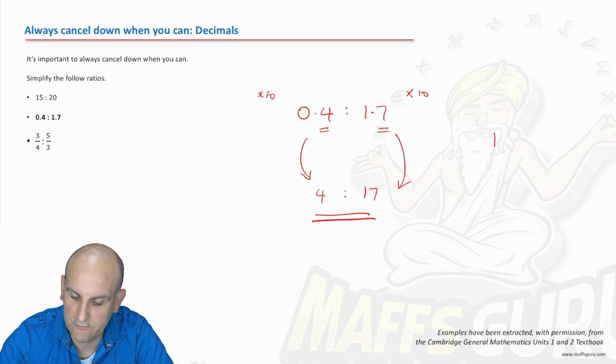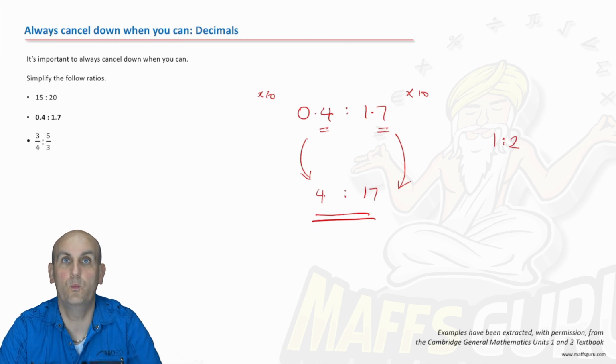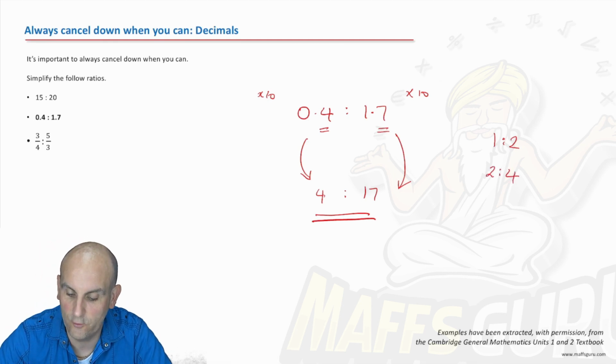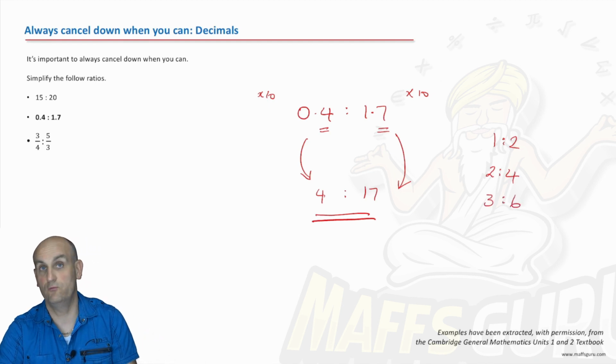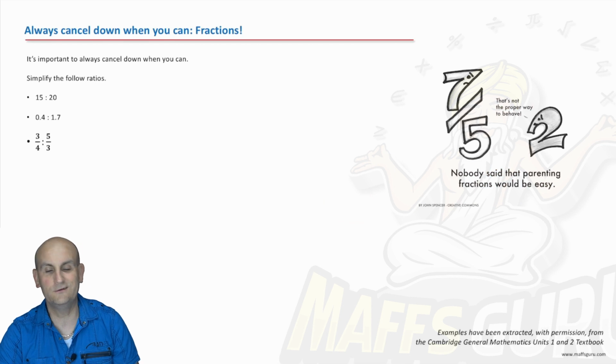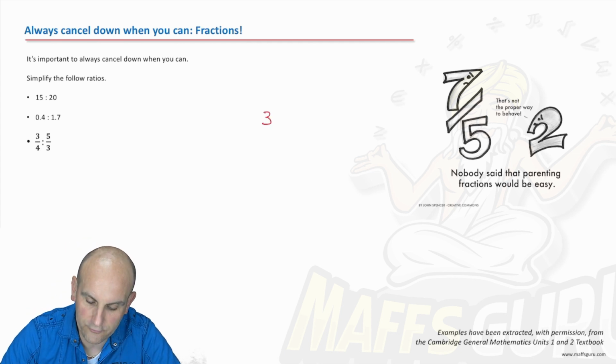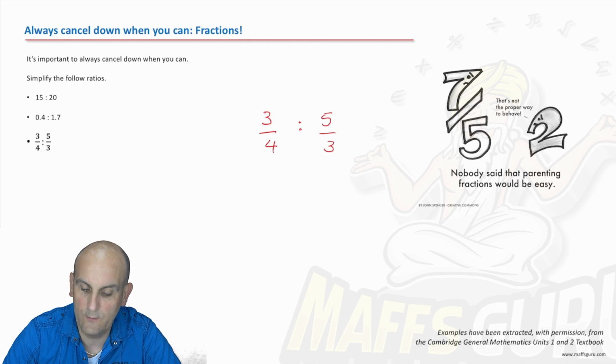So if I had the ratio 1 to 2, for every 1 something I'm getting, you're getting 2. That's the same as 2 to 4 and 3 to 6. Those are all in the same ratio. What about the next one? Oh my goodness, fractions. We hate fractions. Well, no, we don't. Again, we've got 3 quarters and 5 thirds. Now again, what am I trying to do?